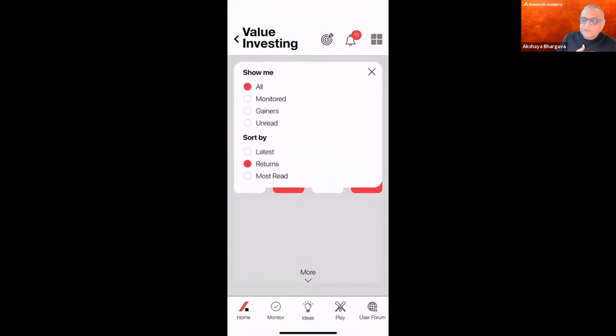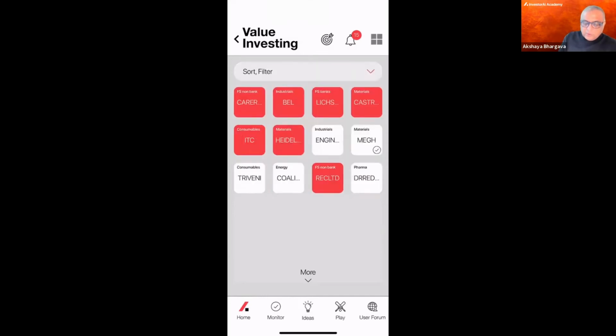But if I'm an investor, I don't want stocks that have already delivered the return. I want the ones that have just come up. So I said, okay, now show me, sort by latest. And now if I sort by latest, then I get a different selection. So let me take the first, again, I'll just take the first one.